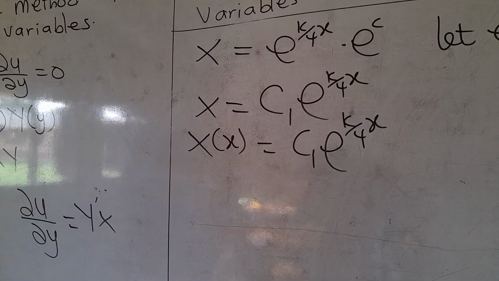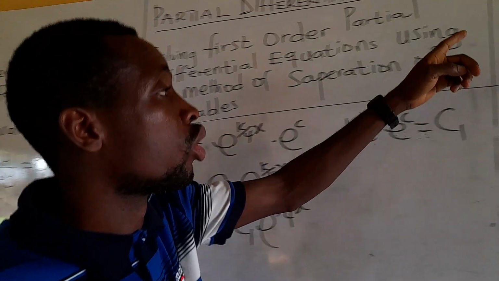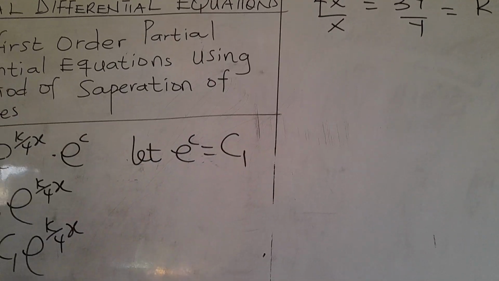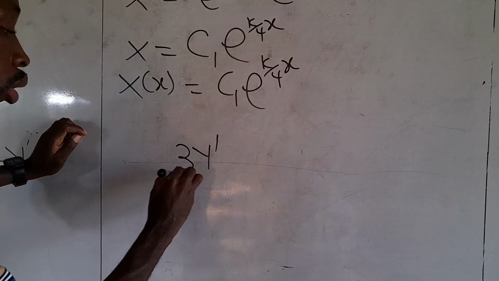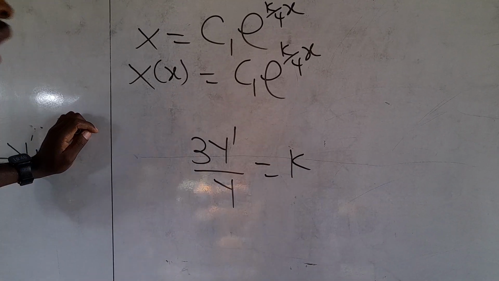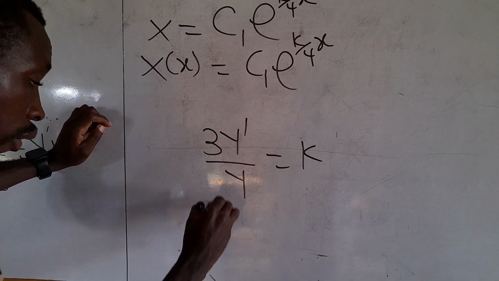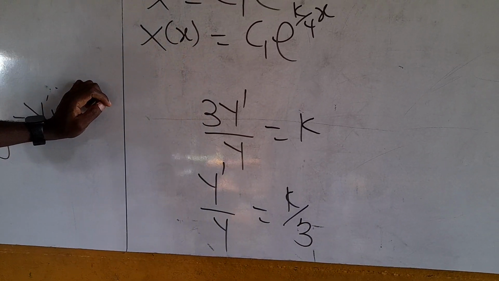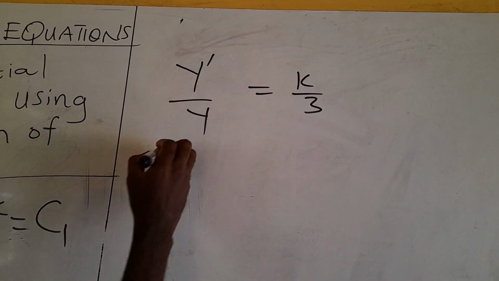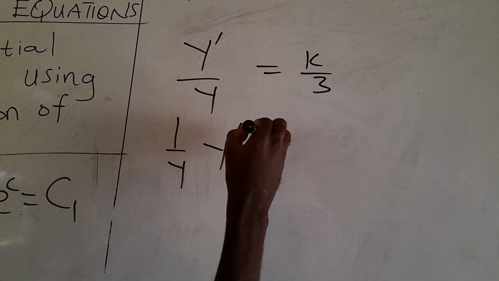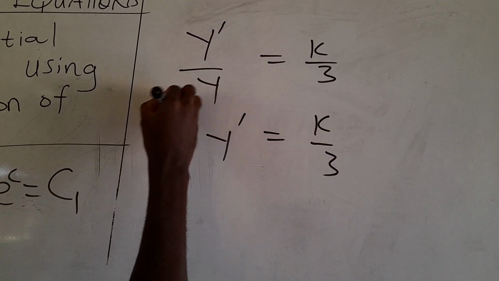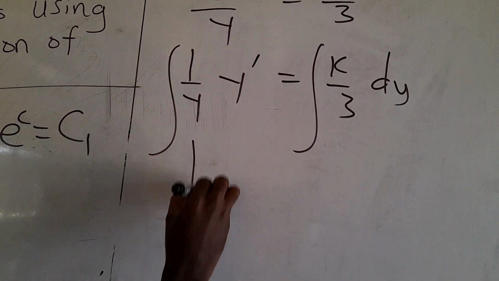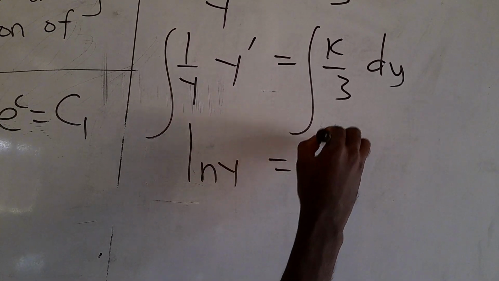Now we equate the other one too. Remember, this is what we were having. So we equate this to k. So we can have 3y prime over y equal to k. We divide both sides by the constant 3. We have y prime over y equal to k over 3. So we rewrite this as 1 over y times y prime equal to k over 3. Then we integrate both sides, dy. So when we integrate 1 over y, we'll get ln y equal to k over 3.